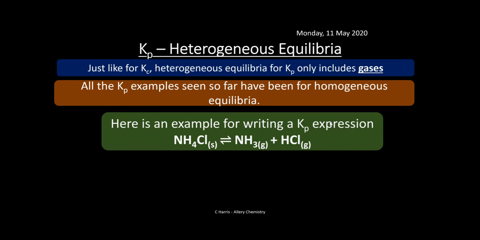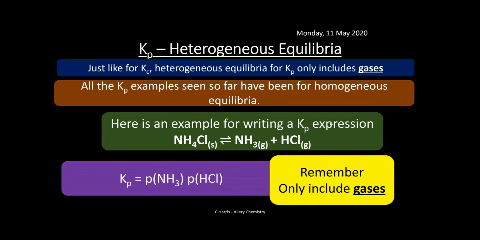You can see here that we've got ammonium chloride, which is our solid, ammonia, which is our gas, and HCl, which is our gas. So our Kp expression is going to be Kp equals PNH3 times PHCl. Remember, with heterogeneous examples, we omit species that are not in the same state. So if they're a pure liquid or a solid, we omit them. It's exactly the same for Kp, except we omit anything that is not a gas, and we include only gases in Kp expressions.